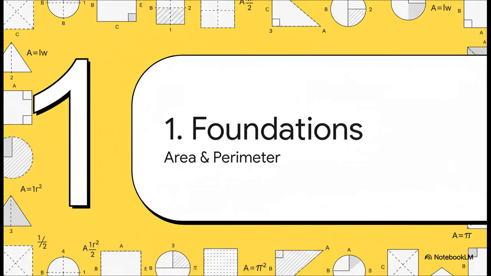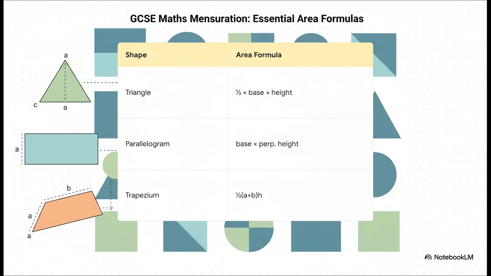Right, first things first, we have to start with the basics. Every single complex shape, every tough problem you're going to face is built on a really solid understanding of simple 2D area. If you can master this foundation, everything else becomes so much easier down the line. Here are the non-negotiables. You absolutely have to know these cold. The area of a triangle, a parallelogram, and a trapezium.